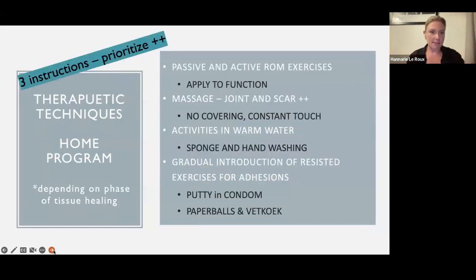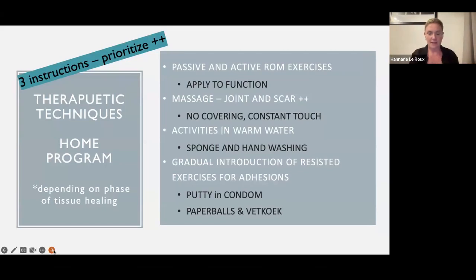Okay, so here are the therapeutic techniques. I wrote their big 3 instructions and prioritize, because if you throw everything at them on the first session, you're going to flood their system, and they are just going to do something that you don't want them to do. So depending on the phase of tissue healing, this is what you're going to apply.